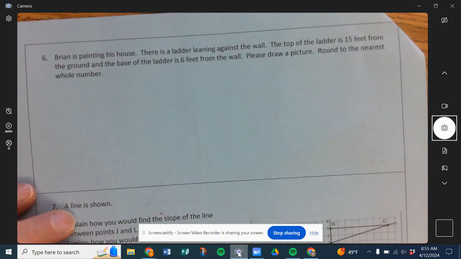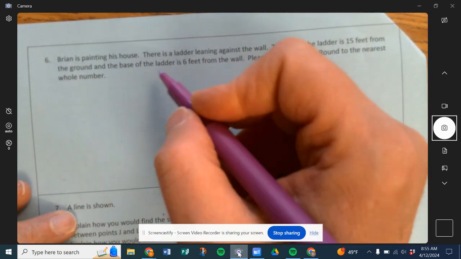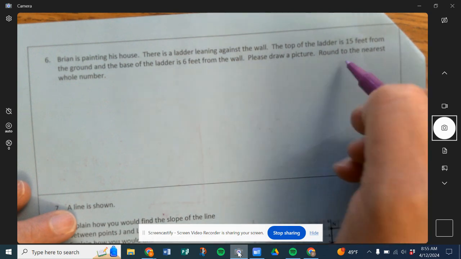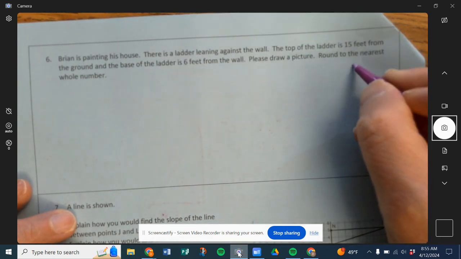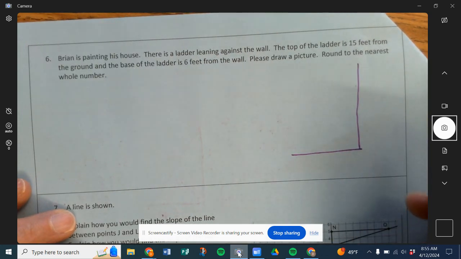Right? Brian is painting his house. There's a ladder leaning against the wall. The top of the ladder is 15 feet from the ground, and the base of the ladder is 6 feet from the wall. Please draw a picture, round to the nearest whole number. That's my wall. That's the ground.